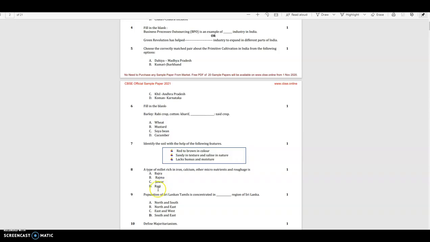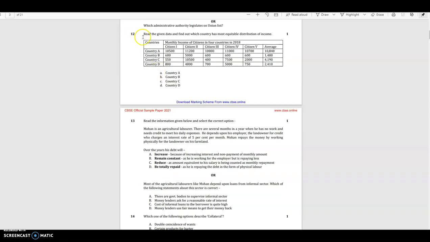Then next one. 12th one, read the given data and find out which country has most equitable distribution of income. This question is from our economics. Countries, country A, B, C and D. Monthly income of citizens in 4 countries in 2018.